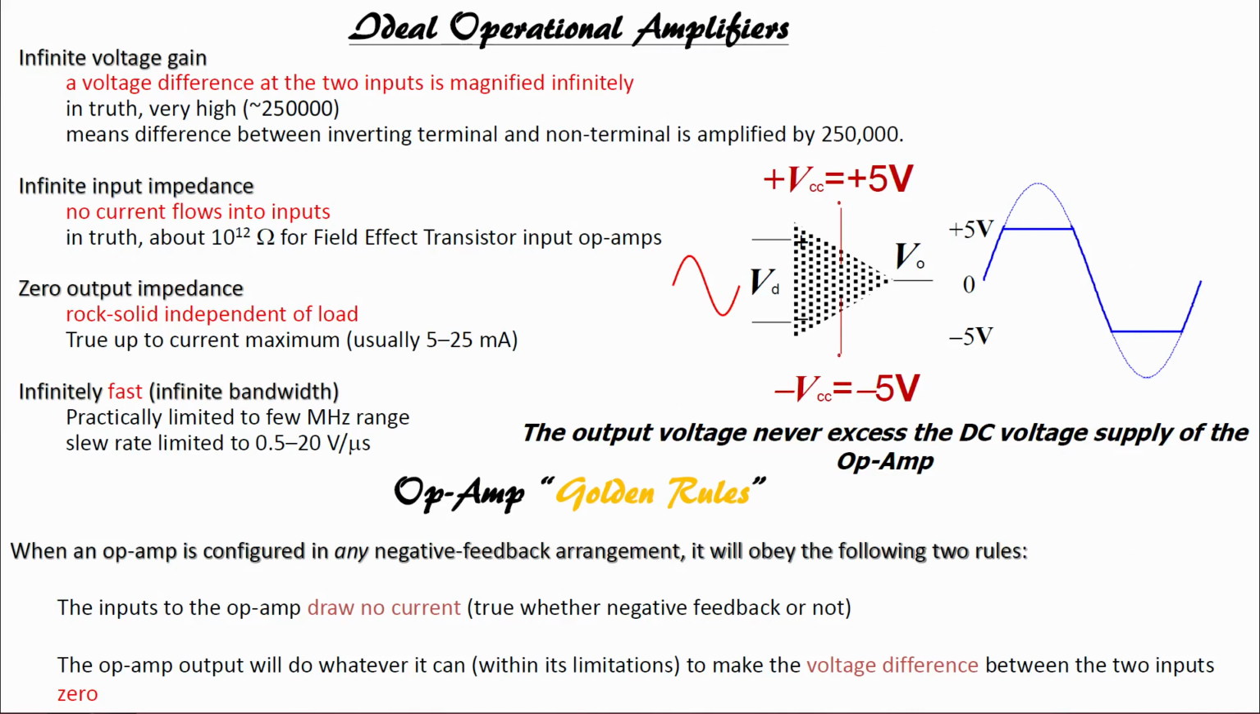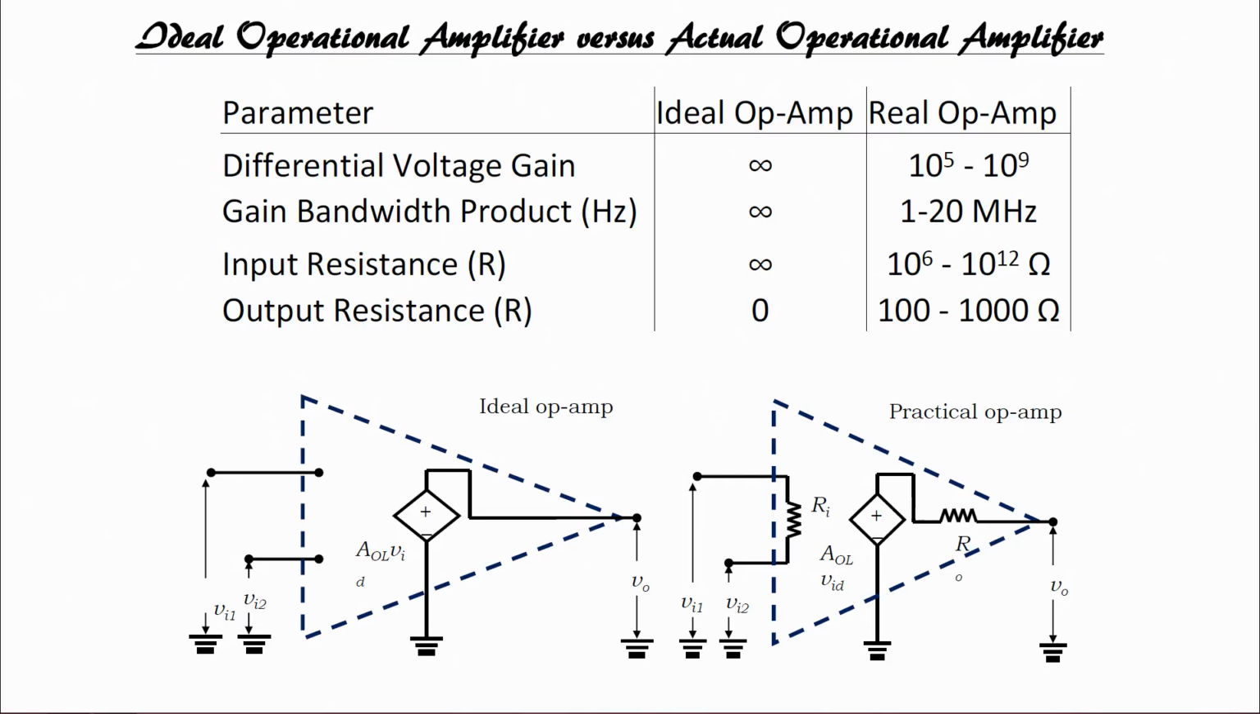First is that the input to the op amp draws no current, and second is the output will do whatever it can to make the voltage difference between the two inputs zero. These are the two golden rules. The ideal versus real op amp, right.